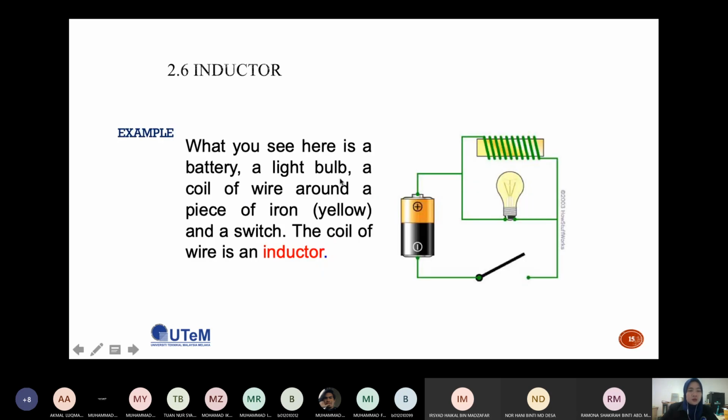Next, over here, what you see is a battery. You have a battery, you have a light bulb, you have a coil of wire, which is the inductor, and you have a switch.